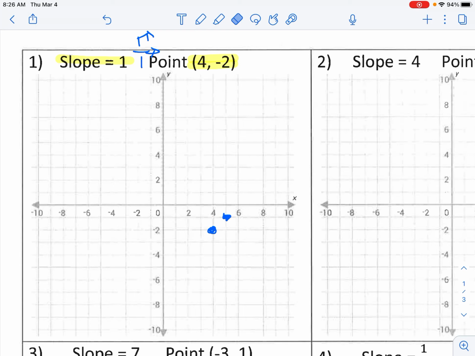Now, you don't want to leave those little lines on your graph. All you want are your 2 points. And then you're going to connect your 2 points to make your line. Whoops. And all lines have arrows on the ends.